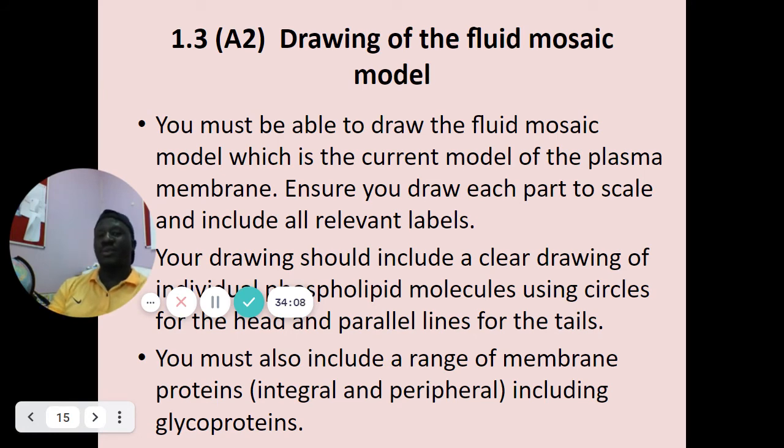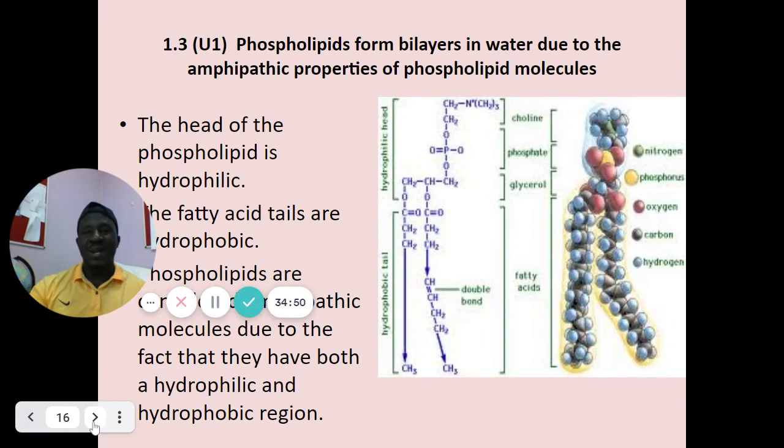You must be able to draw the fluid mosaic model, which is the current model of the plasma membrane. As any student, ensure you draw each part to scale, including all relevant labels. Your drawing should include a clear drawing of individual phospholipid molecules using circles for the heads and parallel lines for the tails. You must also include a range of membrane proteins, that is, integral and peripheral proteins, including glycoproteins and glycolipids. So you shouldn't miss those four components; have them well represented on your drawing for better passing.